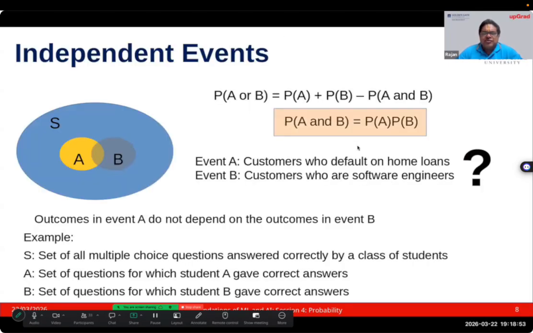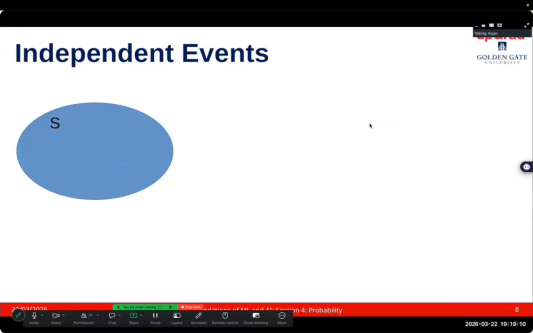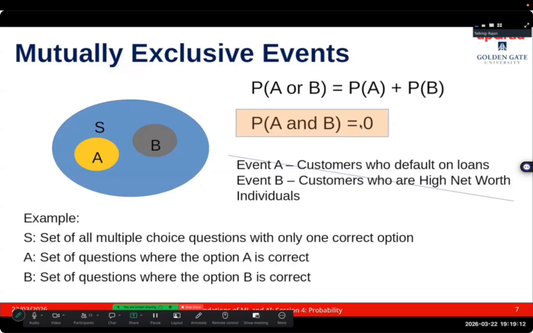Are mutually exclusive events and independent events clear? Or you can think of it this way. Any set of events that satisfy this equation are independent events. Any set of events that satisfy this equation are mutually exclusive events.